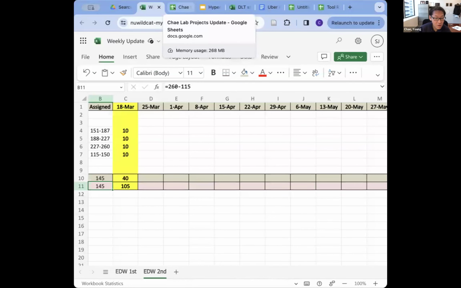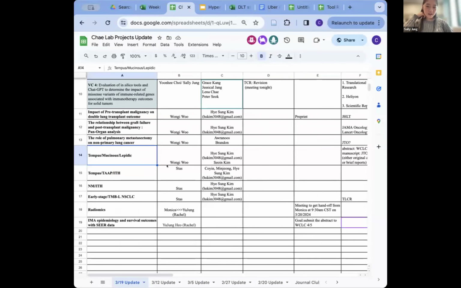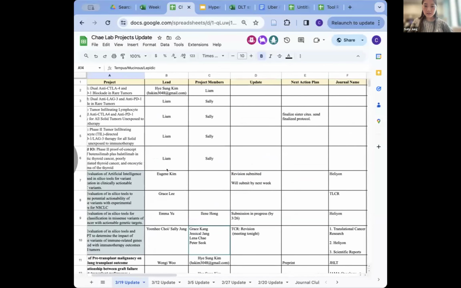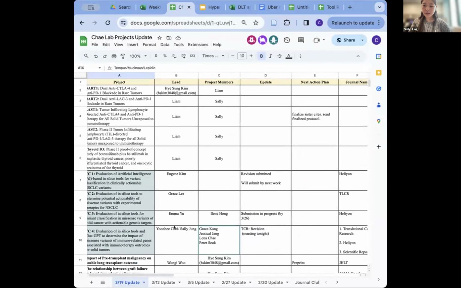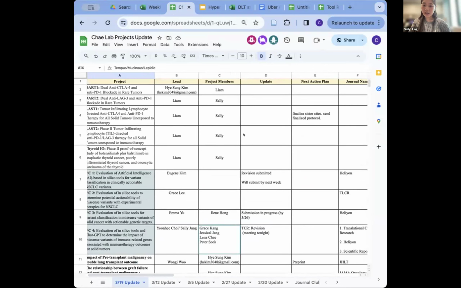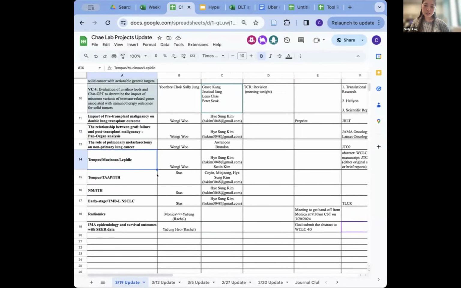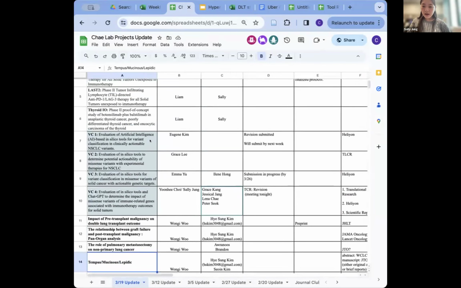No. And for anyone else who doesn't know about this spreadsheet, we're going to keep updating this spreadsheet for all the projects weekly. So if you can update about your project in here, it'll be great.